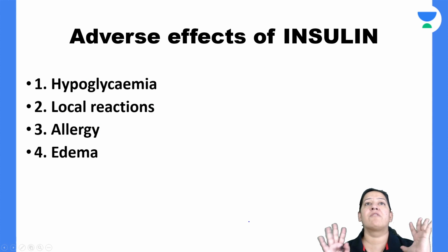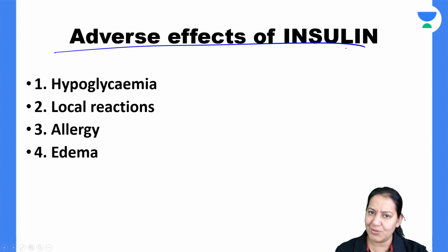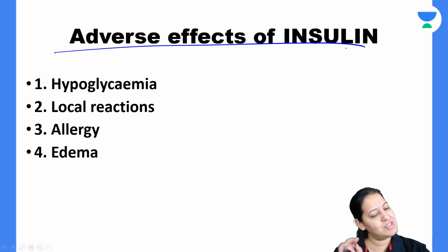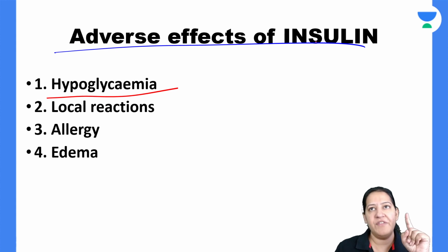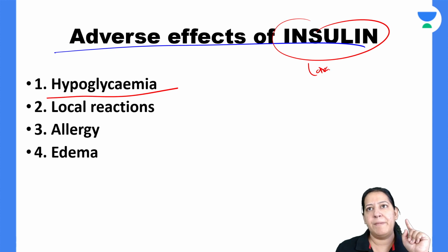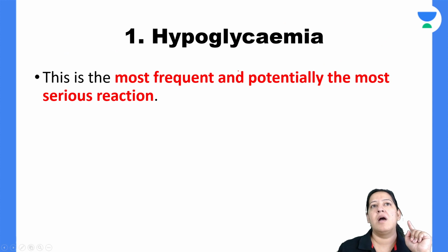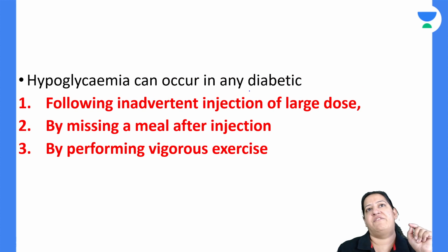Now, what is the last thing? What are the adverse effects of insulin? Does insulin have any adverse effects? Yes, insulin has 4 adverse effects. The most dangerous insulin adverse effect is hypoglycemia. If we give large doses of insulin, the patient can go into hypoglycemia. It is the most frequent and potentially serious side effect, right?